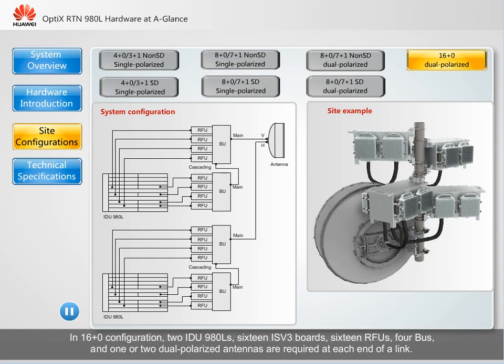In 16+0 configuration, 2 IDU 980Ls, 16 ISP3 boards, 16 RFUs, 4 BUs, and 1 or 2 dual polarized antennas are required at each end of a link.